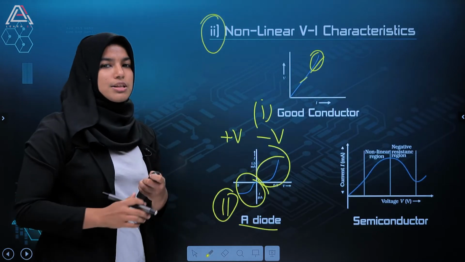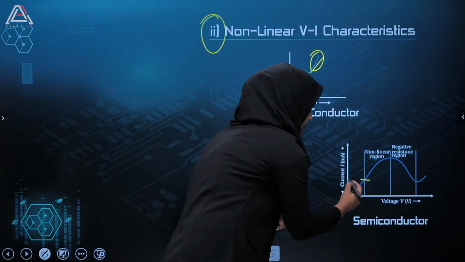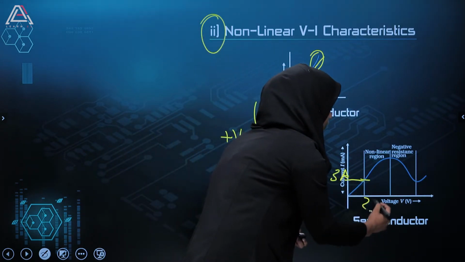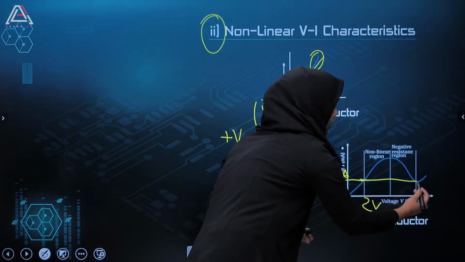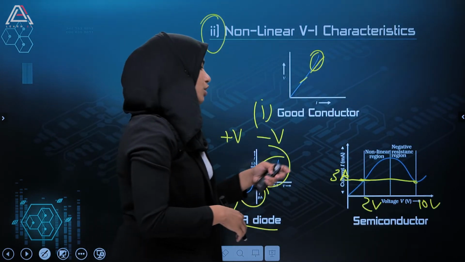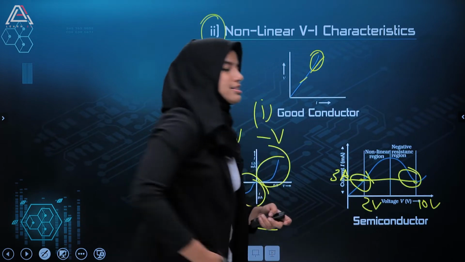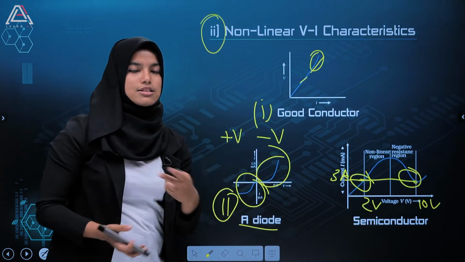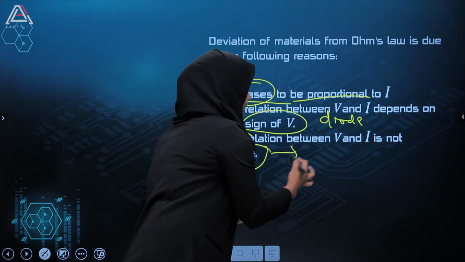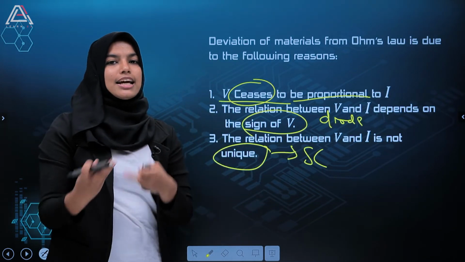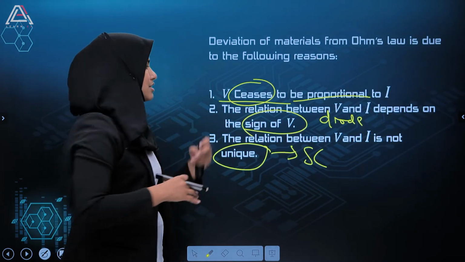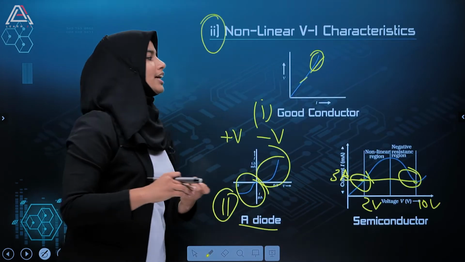Now in the case of semiconductors, consider this particular point. This point corresponds to 3 ampere, for example, and we have 2 volt here, but the same 3 ampere will also produce 10 volt afterwards, for example. So we do not have unique values. That is the third condition, where the VI characteristic is not linear. The relation between V and I is not unique in the case of semiconductors. So these are the 3 examples where Ohm's law shows a deviation with respect to the materials. Learn these 3 conditions and the corresponding graphs.